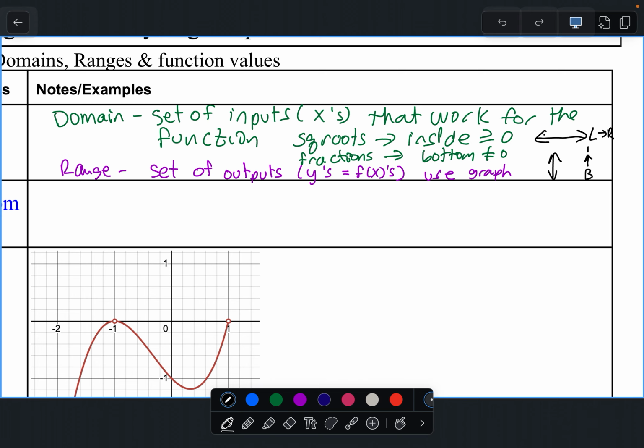Okay. So domain is a set of inputs, the x's. Range is a set of y's, or the outputs. You can also call that f of x's.